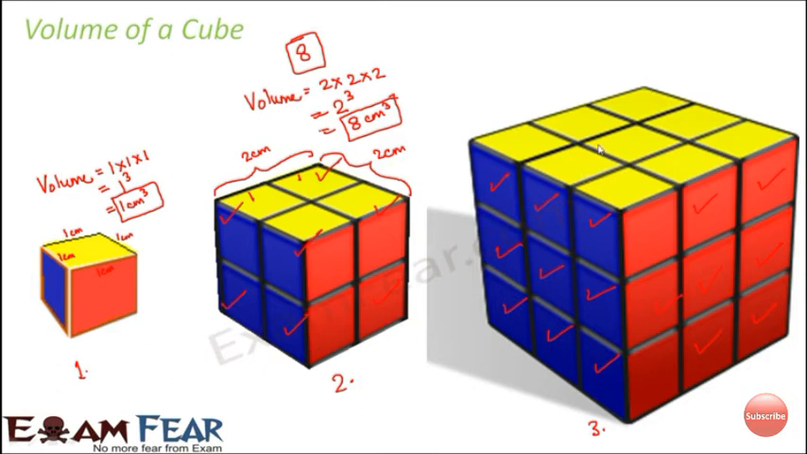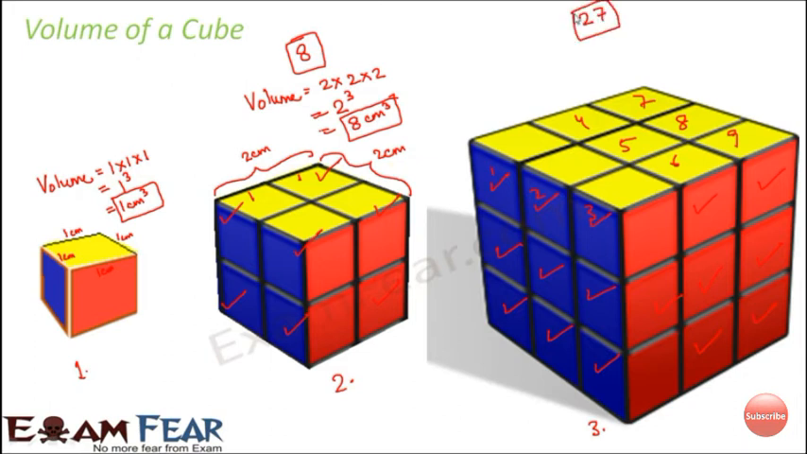So another easier way of counting the number of cubes is you count layer by layer. So here you have 3 layers. In the first layer you have 1, 2, 3. Let's number them: 1, 2, 3, 4, 5, 6, 7, 8, 9. So you have 9 small cubes in one layer. So in 3 layers, how many total cubes do you have? 9 into 3, that is 27.